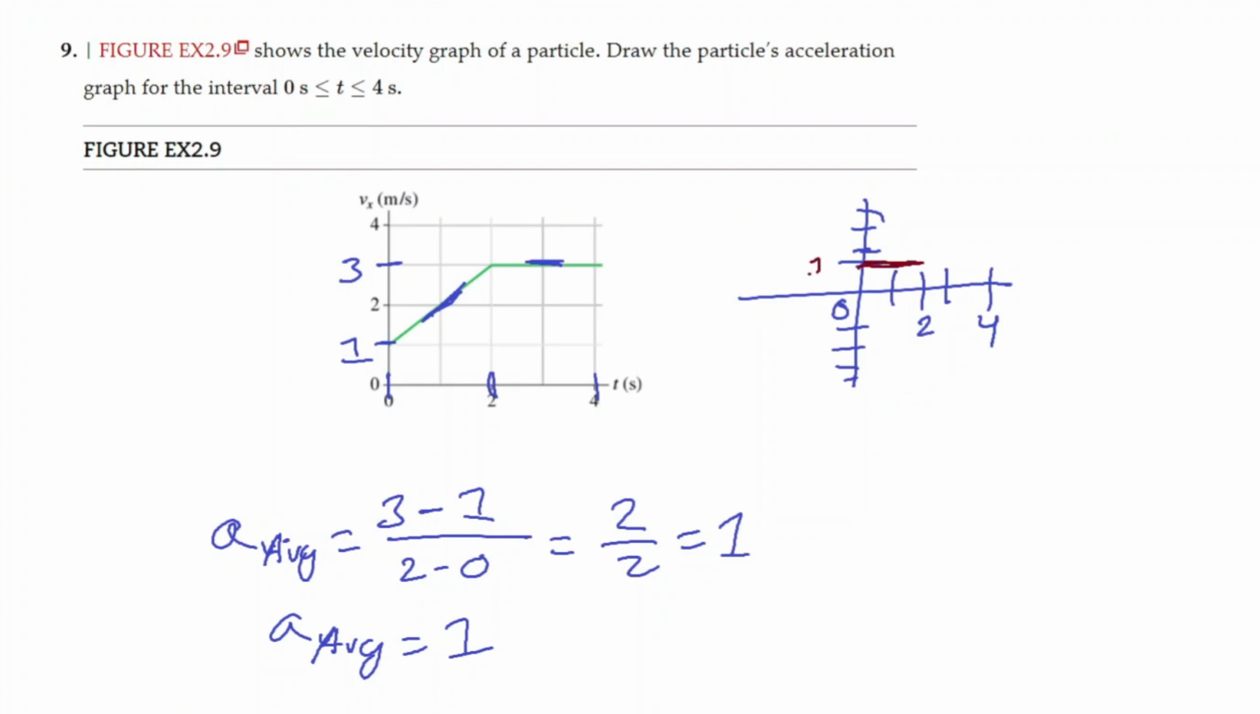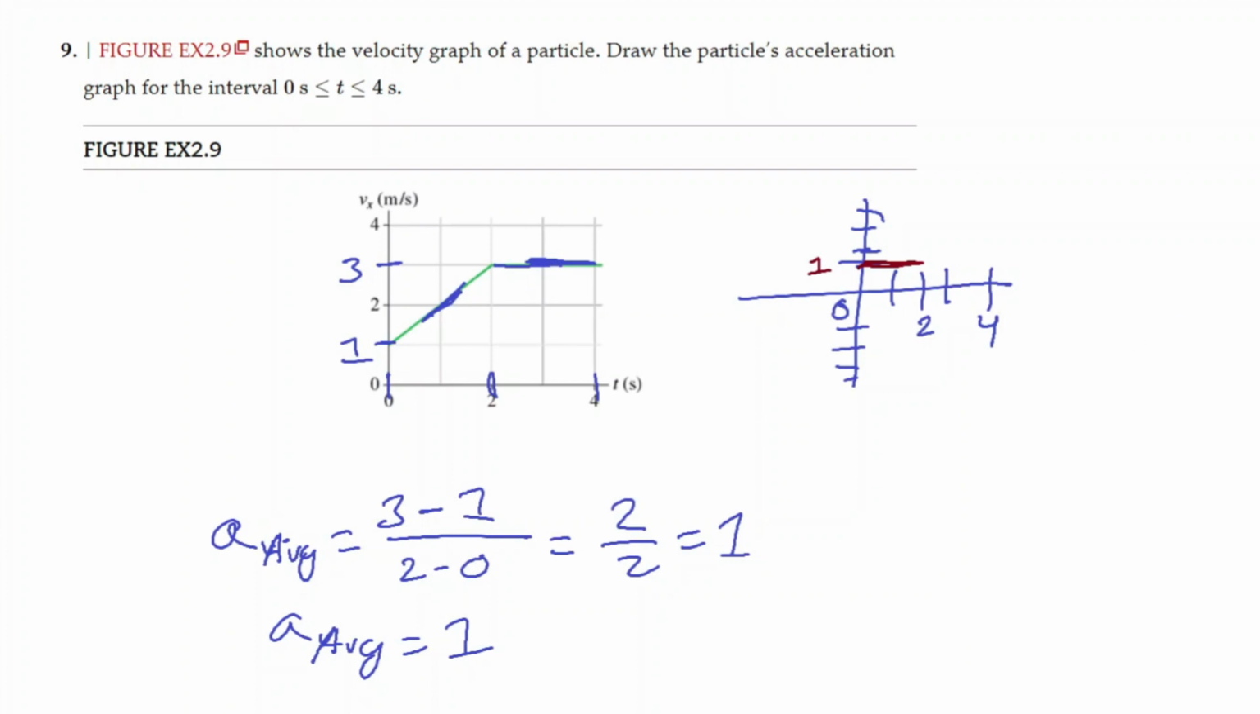And this y value represents 1 right here. And now we look at the interval from 2 to 4. So if we see from 2 to 4, we have another straight line. A straight line in a velocity graph means that it's not accelerating. The velocity is constant. It's in uniform motion. Uniform motion means that it's not accelerating.